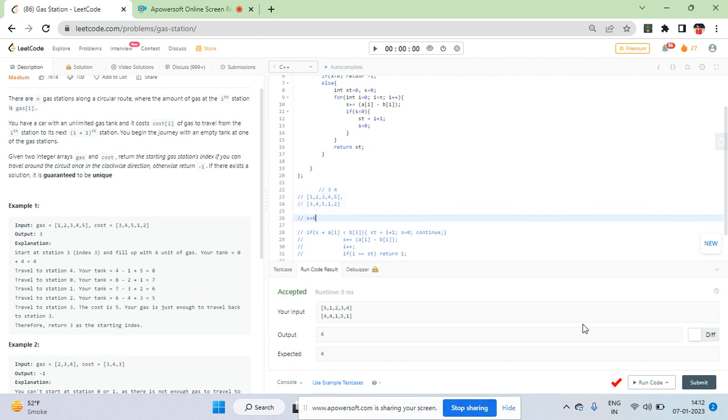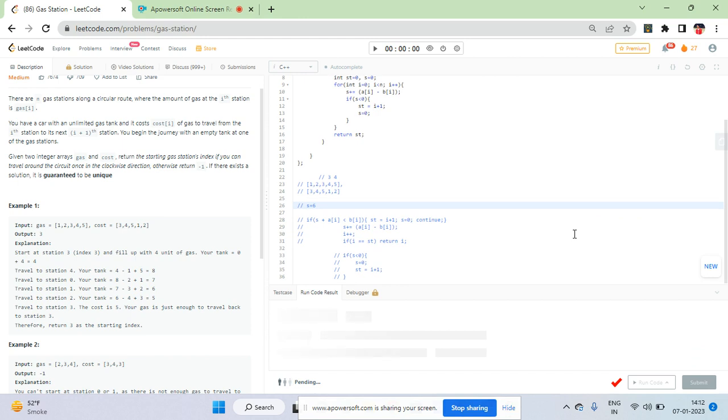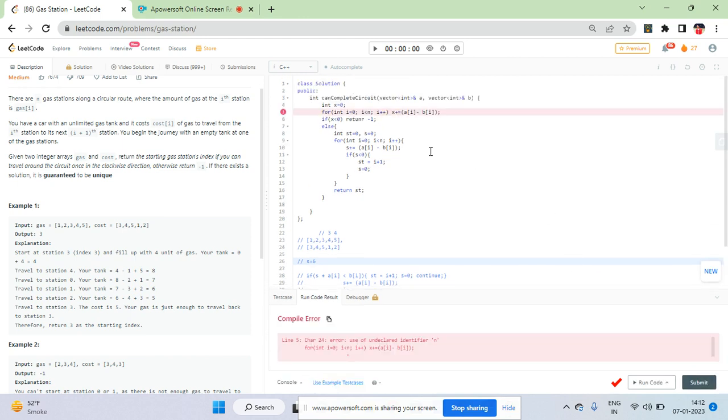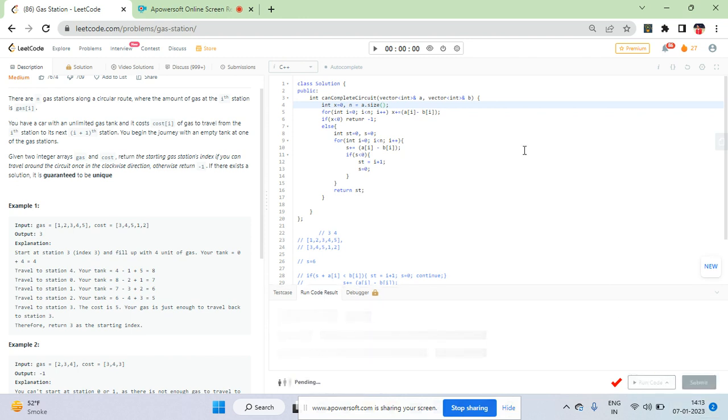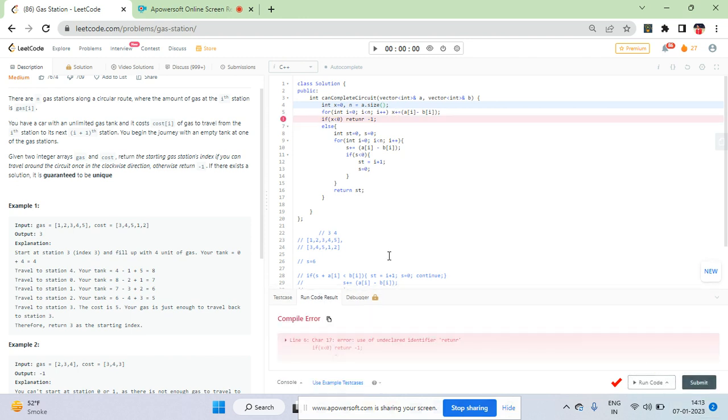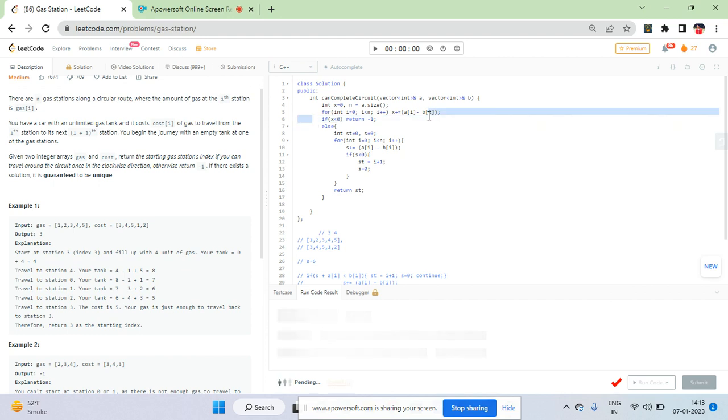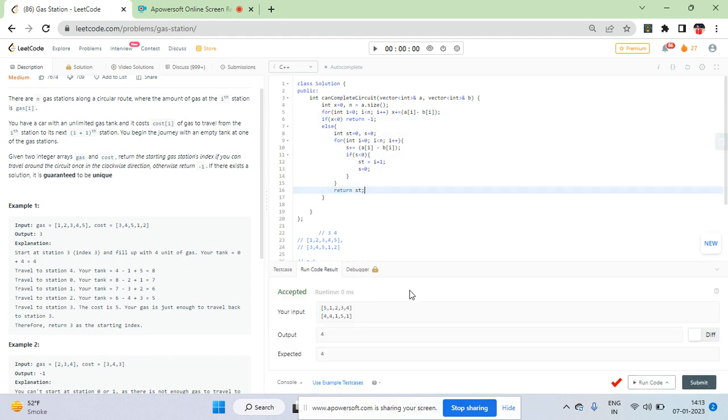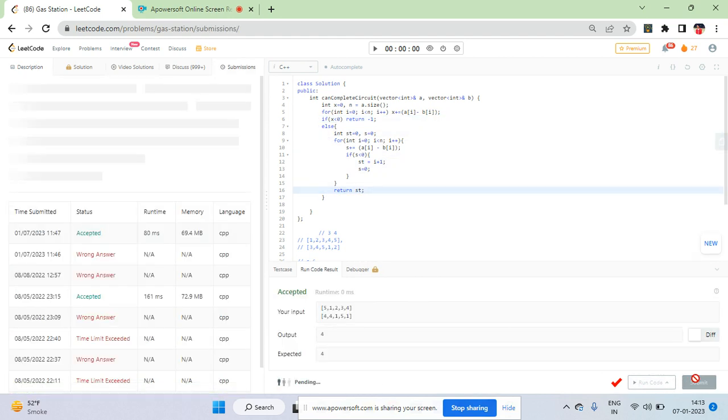Let's try to sum this up. n is a dot size, I think. Return name is return. If it's not possible, return -1, otherwise find the index and return that index. Let's start summing this up.